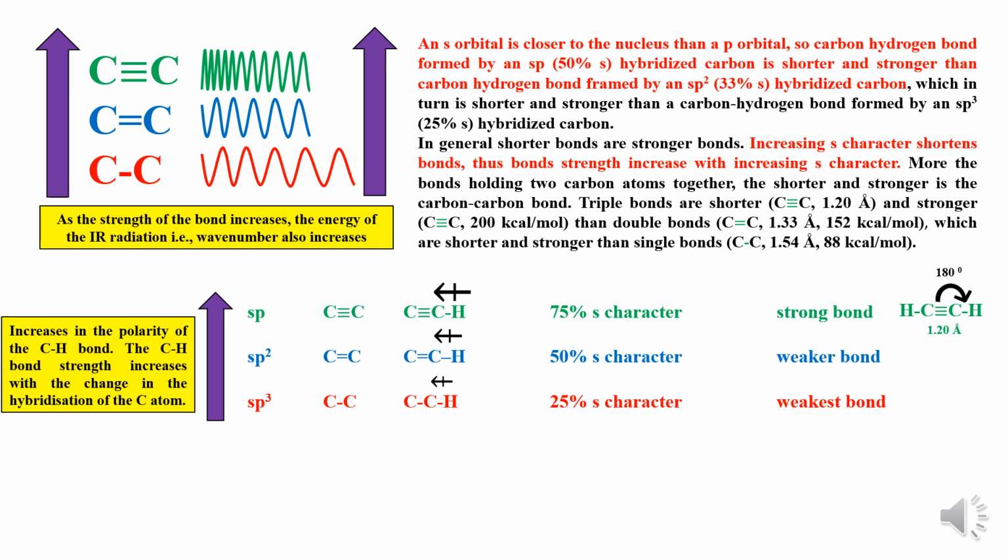So in case of alkyne, the bond angle is around 180 degrees between the triple bond and the CH bond, and therefore the nucleus of the hydrogen atom is in line with the nucleus of the carbon atom, and therefore there is strong attraction of the shared pair of electrons between the carbon and the hydrogen atom towards the nucleus of the carbon atom, and therefore increasing the polarity as well as the strength of the bond.